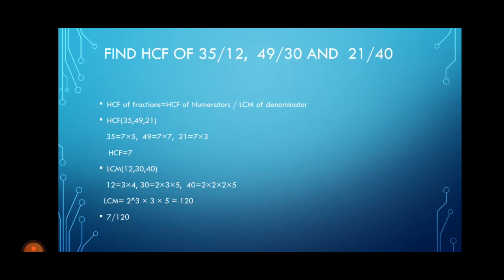So we take the highest powered value, which is 2 raised to 3. For the second factor 3, the highest powered value is 3 raised to 1. And for the third factor 5, it is 5 raised to 1. So 2 raised to 3 into 3 into 5 is equal to 120. So the HCF of these fractional values is equal to the HCF of numerators divided by the LCM of denominators, which is equal to 7 by 120.